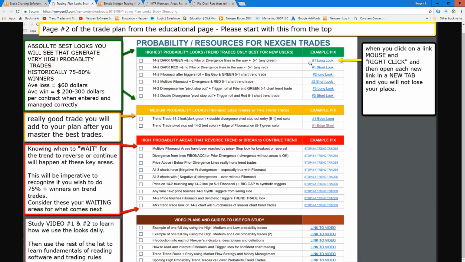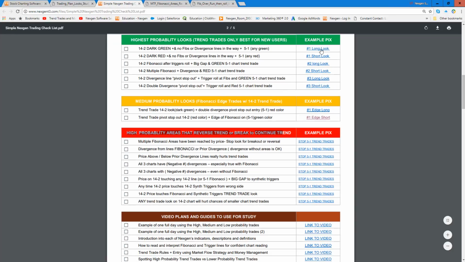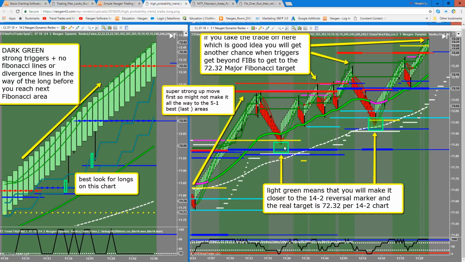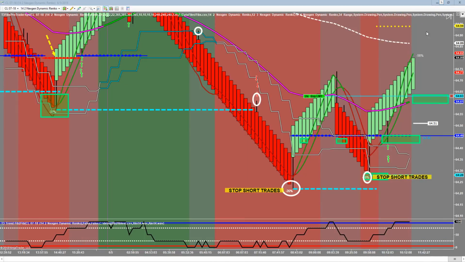One of the best looks that we have is what? Everything going up on the big chart, nothing in the way. And then we buy the pullbacks on the small chart and make those trend trades. So again, we'll come back to this and let you see how this progresses.